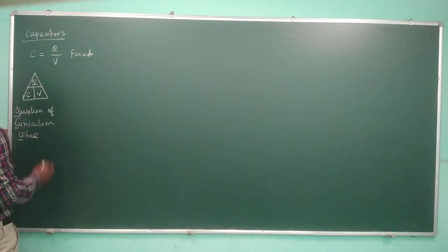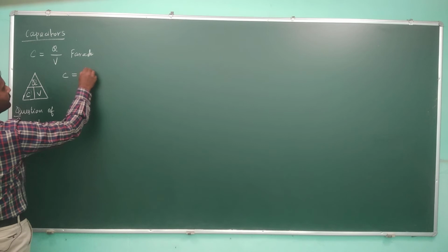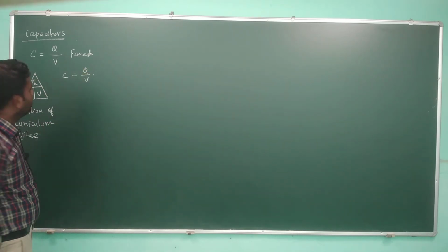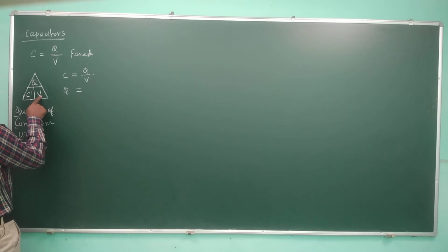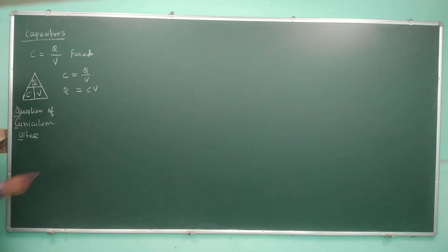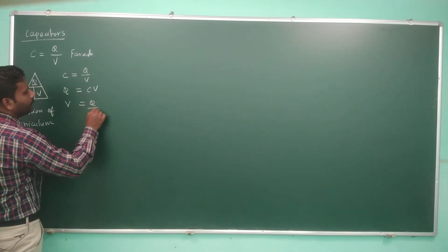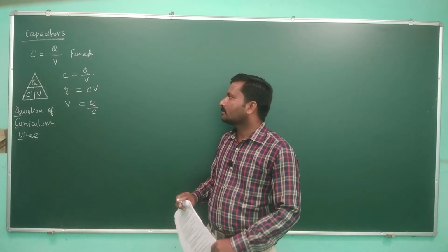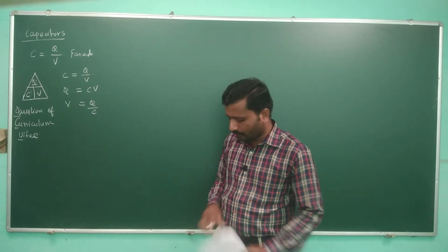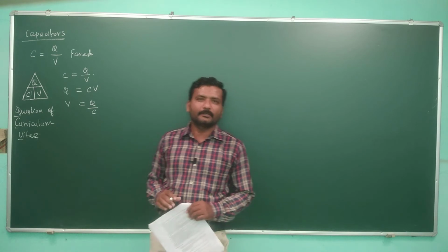Now, whatever the quantity you want, suppose you want an equation for C, what is remaining? Q divided by V. So if you want to write the equation for C, you can write Q divided by V. Suppose if I want Q, what is that? C multiplied by V. Suppose if I want V, I can write Q divided by C. In that way, whatever the relation you want for capacitors, you can deduce. If you remember this formula triangle with a short form, question of curriculum vitae. Okay? Will it be useful?